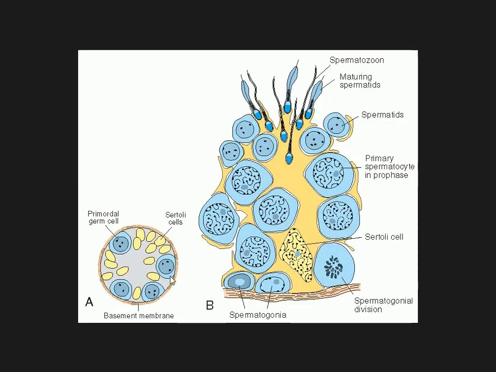Here you can see that in picture A is a cross section from the testis of a newborn male embryo. You can see that in the testis you only see the primordial germ cells and Sertoli cells, and B, as I told you, is a cross section from the testis of an adult person.